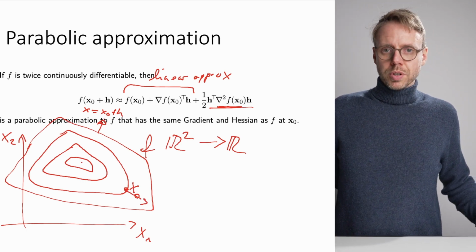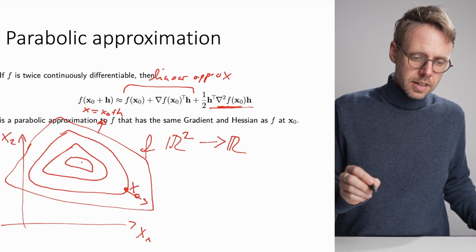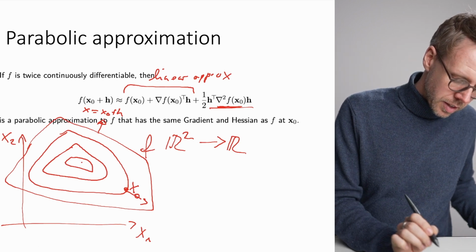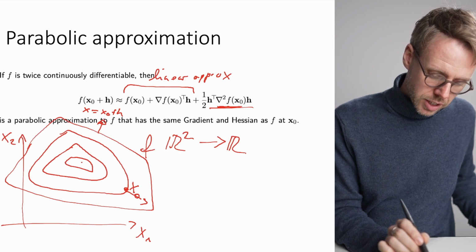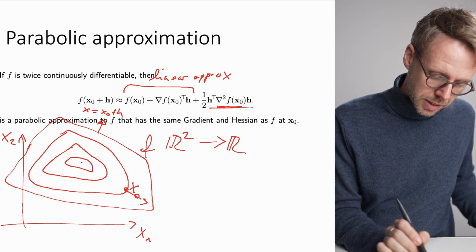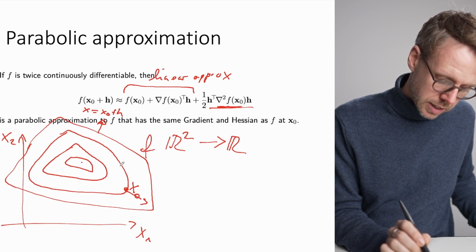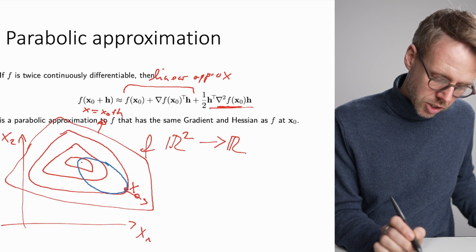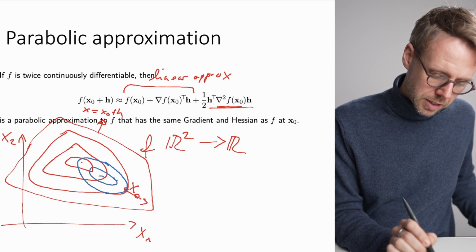And we would compute our Hessian. And then we would get a parabolic approximation to the function. It has the same Hessian, so the Hessian always gives you the curvature, and the same gradient. And it would look something like this. So we get a function that has different level sets. And because it's a parabolic function, it means that the level sets will be ellipses.